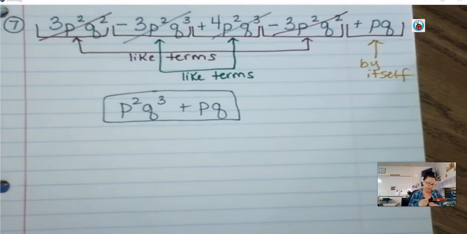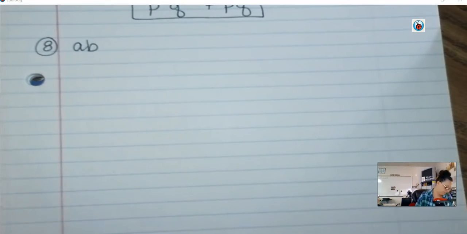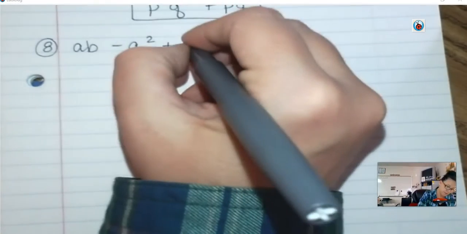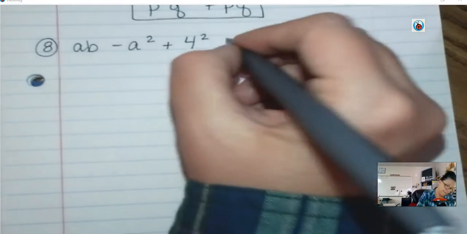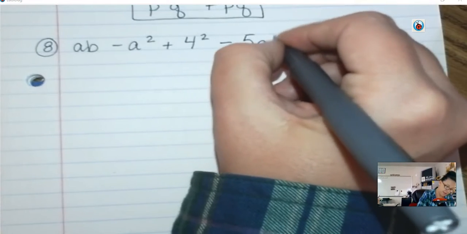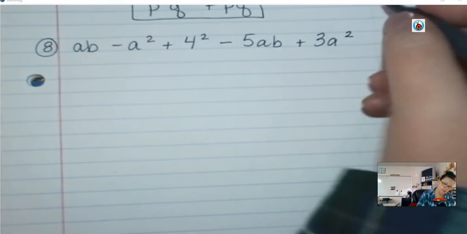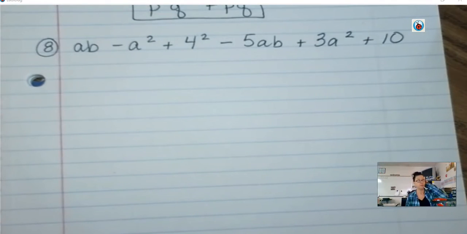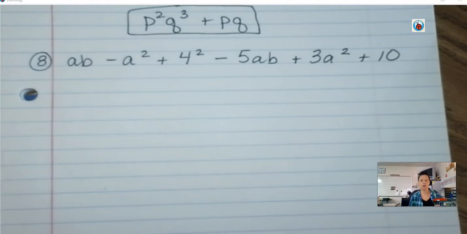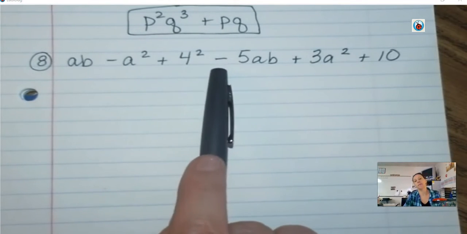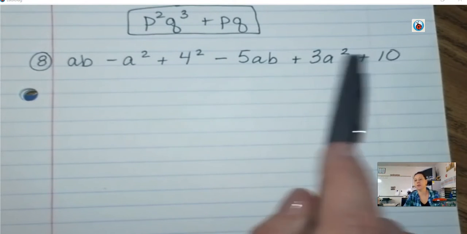Okay, number 8. ab minus a squared plus 4 squared minus 5ab plus 3a squared plus 10. And I'll read that again for you. ab minus a squared plus 4 squared minus 5ab plus 3a squared plus 10.